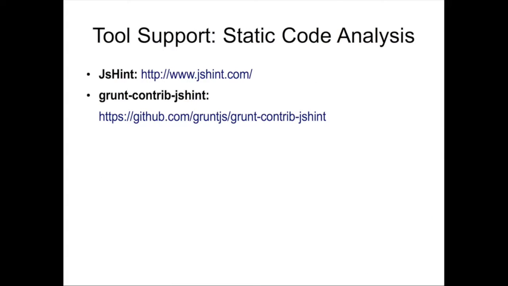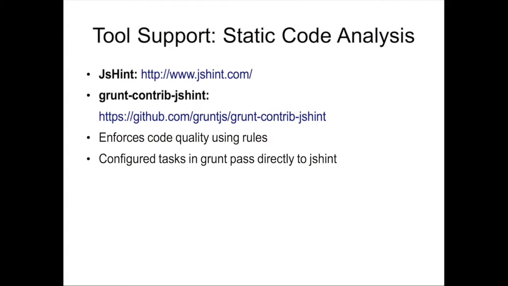Static code analysis, we use JSHint. We're using the Grunt library for that, which is just a pass-through. This will enforce your code quality using rules. So you give it the set of rules in the config, and while you're watching your code changes, it'll bark at you the moment you violate a code quality rule.